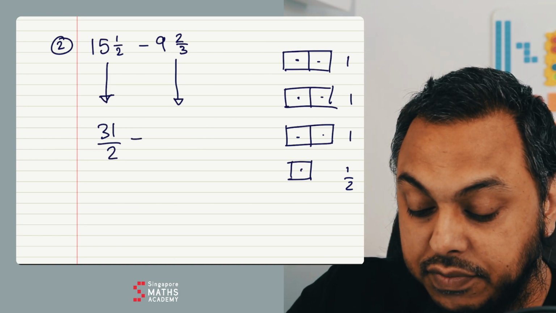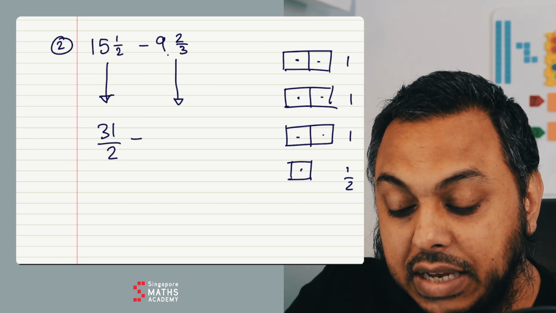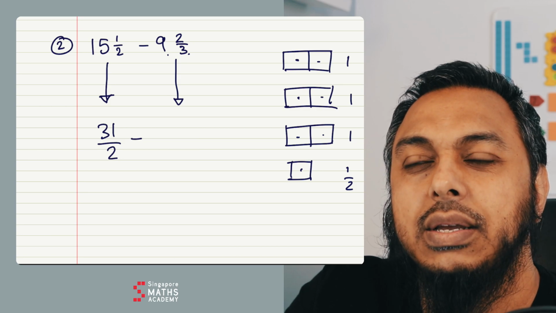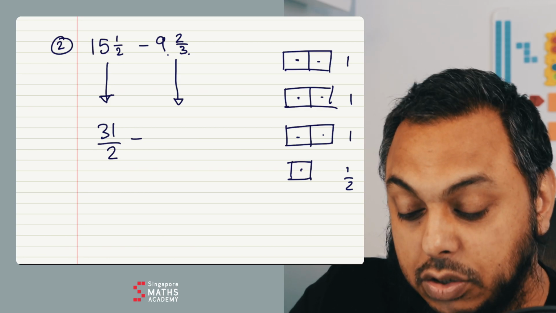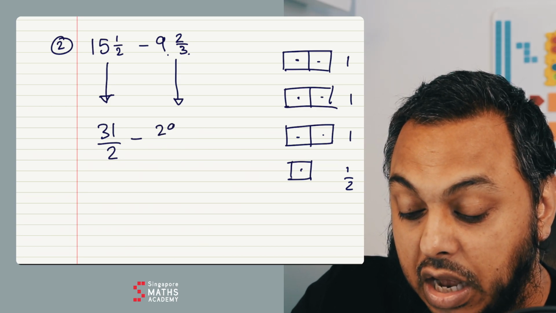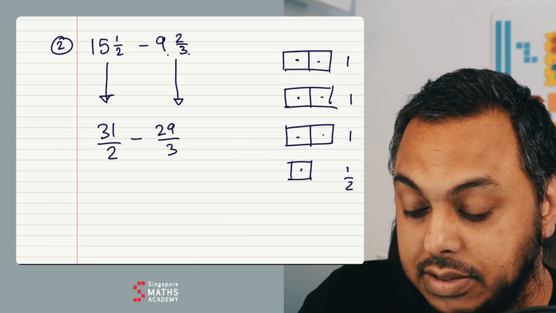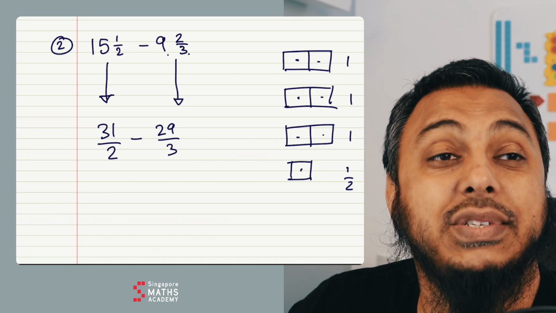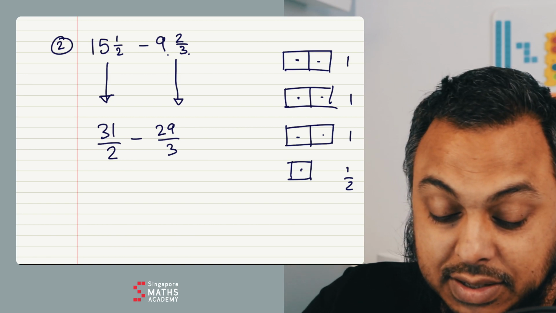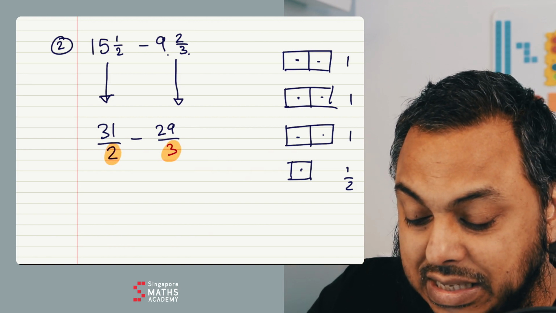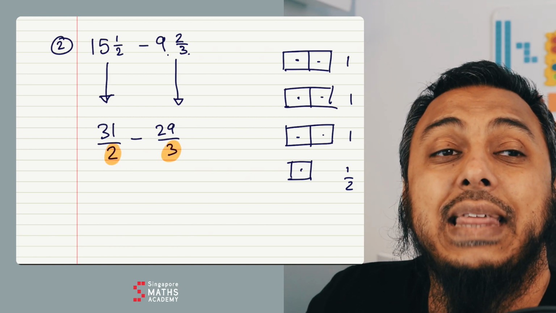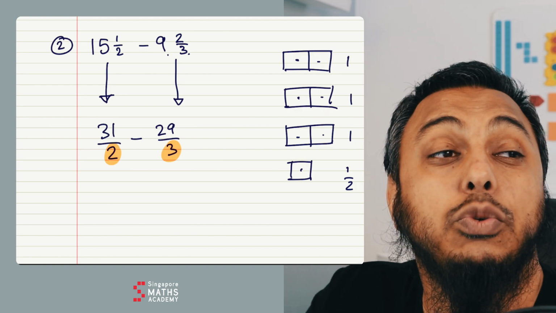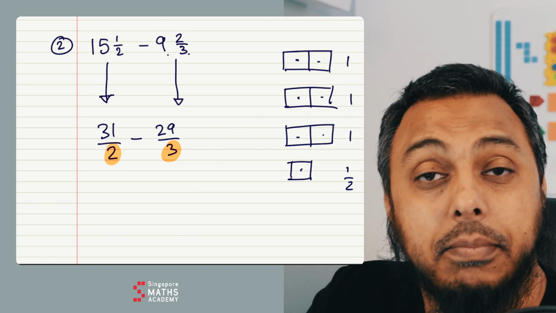Okay, 31 halves. Take away 9 wholes in terms of thirds. 9 times 3, 9, 18, 27, plus a 2, 27, 28, 29. I've got 29 thirds. Okay, so I've got 31 halves, take away 29 thirds. My denominators are different. They are not the same, so I can't just subtract straight away. I need to make them the same.